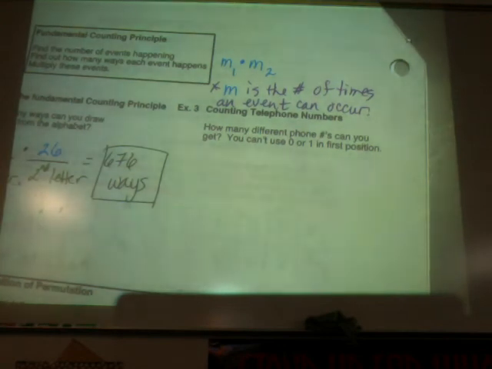Now, example 3 says, how many different phone numbers can you get? You can't use 0 or 1 in the first position. Again, somewhat vague, but if you were to give somebody your phone number, especially in this day and age, this would be different if I were sitting in that chair 25 years ago when I was in high school, give or take a few years.